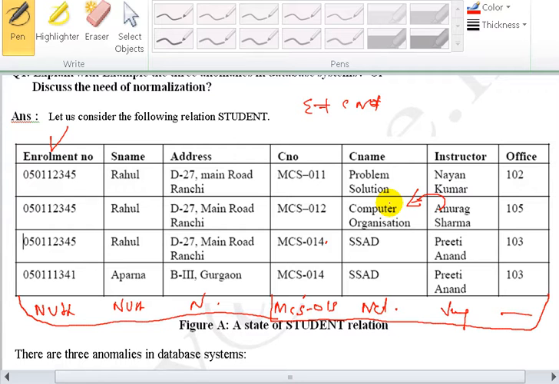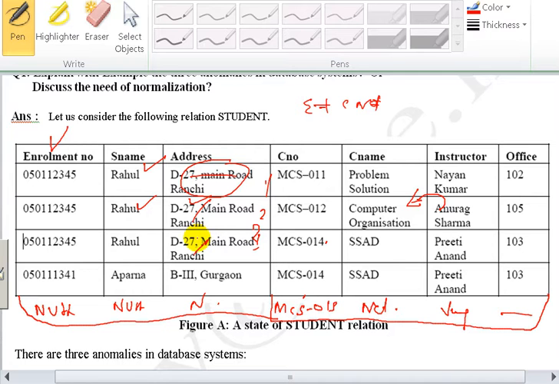Updation anomaly: again there are a lot of rows with Rahul, isn't it? Rahul living here. So if he changes the address, I have to change many places, right? In this table, I have to change it in three places, and in real time we could have to change it many times, and that will give rise to inconsistencies, isn't it?